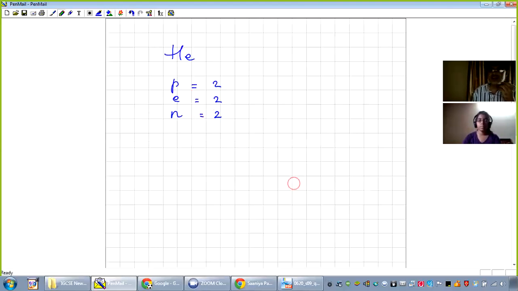I'm first going to draw the structure of the helium atom. First, I'm going to draw the nucleus. This is your helium nucleus. Inside this, there are 2 protons, there are 2 neutrons, and one orbit I'm going to draw. Inside this, there are going to be 2 electrons.